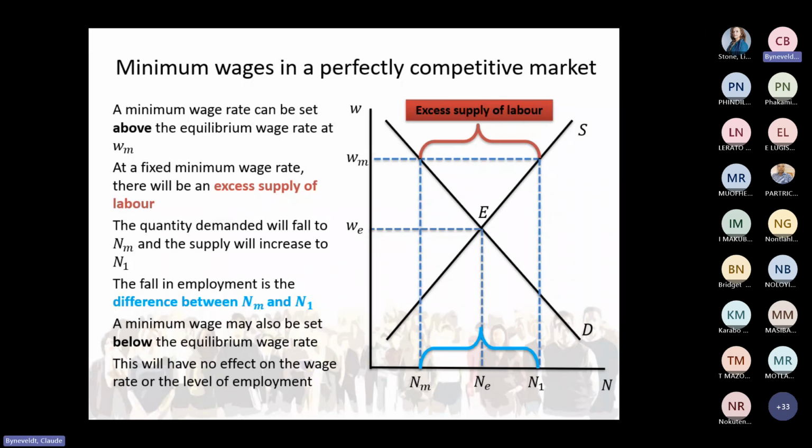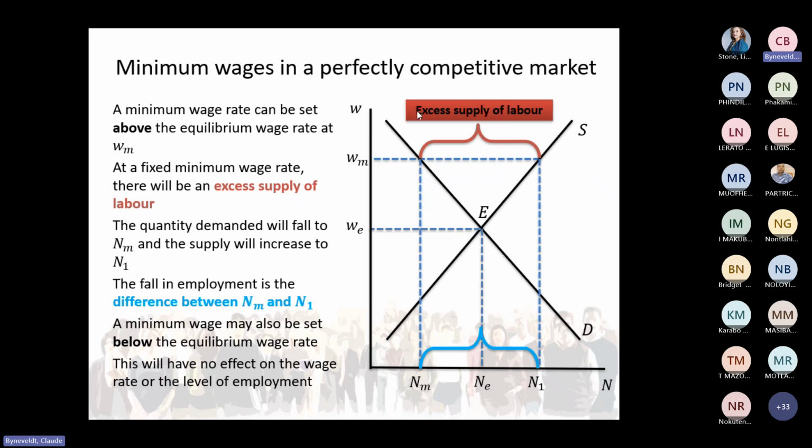So this is a minimum wage in a perfectly competitive market. A minimum wage rate can be set above the equilibrium wage rate, and then it will be effective. Then the wage rate will increase, and that is what the government's objective is. Why will they employ a minimum wage? Because the current wage rate is too low. It is not a living wage, and they are under pressure from the trade unions and society.